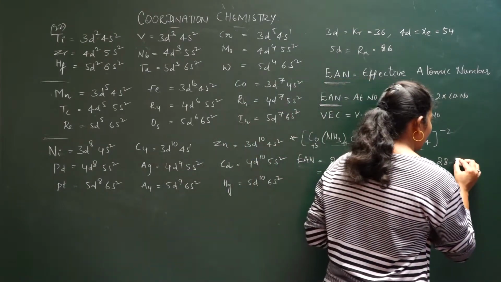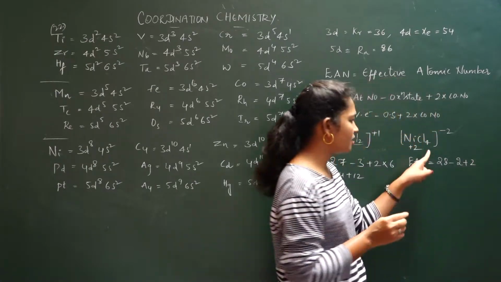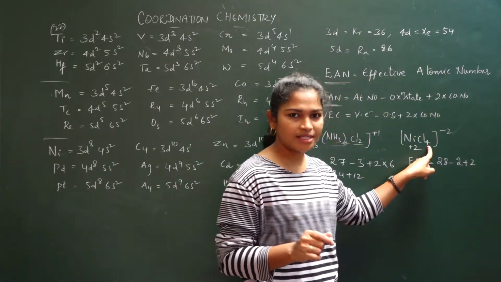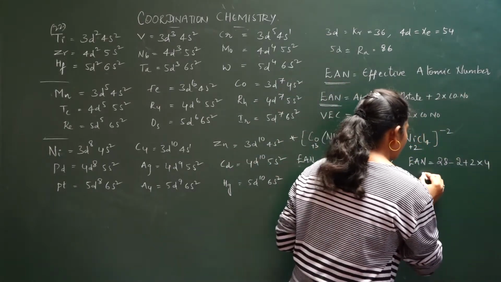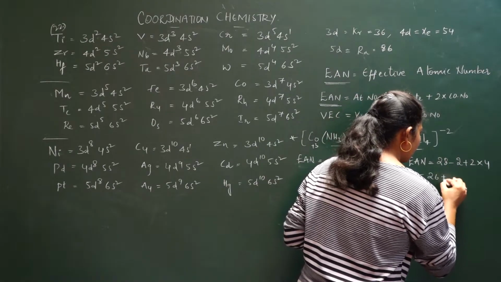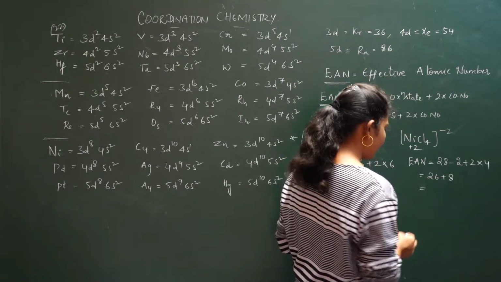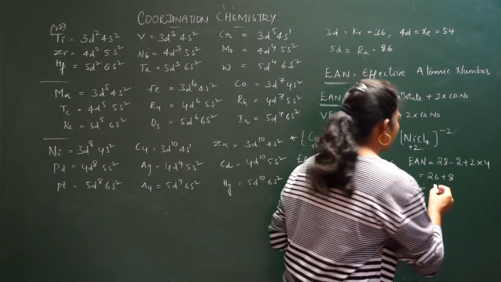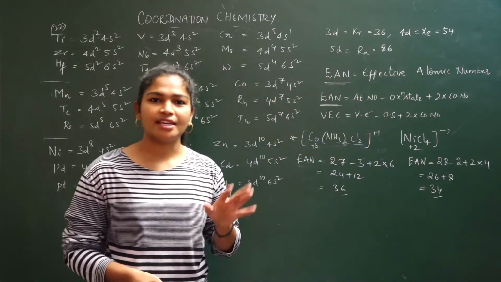So 28 minus 2 plus 2 into coordination number. What is the coordination number here? 4. Only 4 ligands are connected to the nickel. So into 4. Now we just see here. 28 minus 2 is 26, plus 8. So what is the EAN of this one? 34. And it is not following the EAN rule.